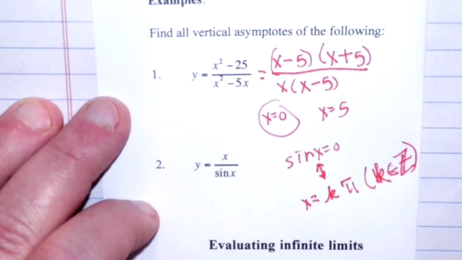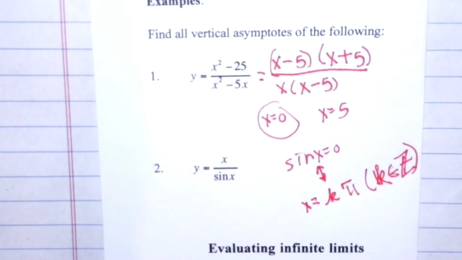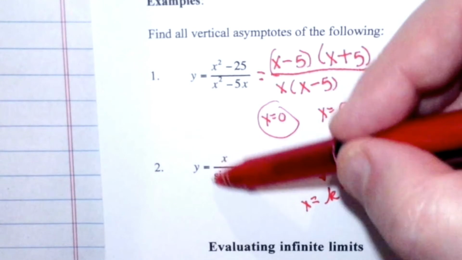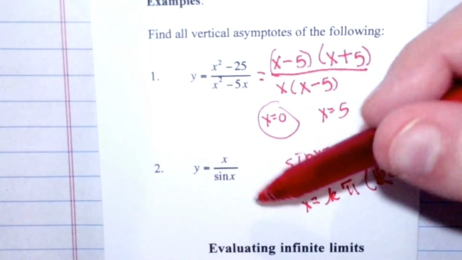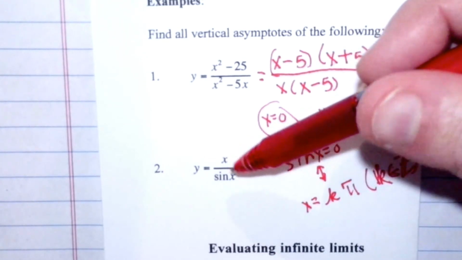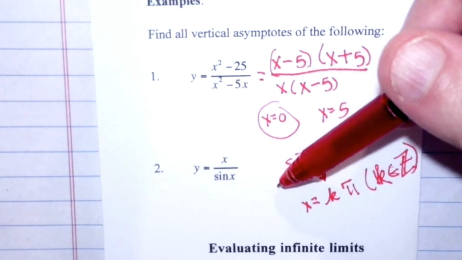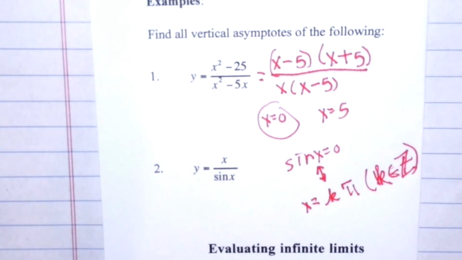So things like 3 pi, 7 pi, 0 pi, negative 4 pi, those make the sine of x 0. The denominator here is going to be 0 every time x is an integer multiple of pi. And for the most part, that's going to make the numerator non-zero. So that means we're talking about vertical asymptotes. The only value we have to worry about is x equals 0.